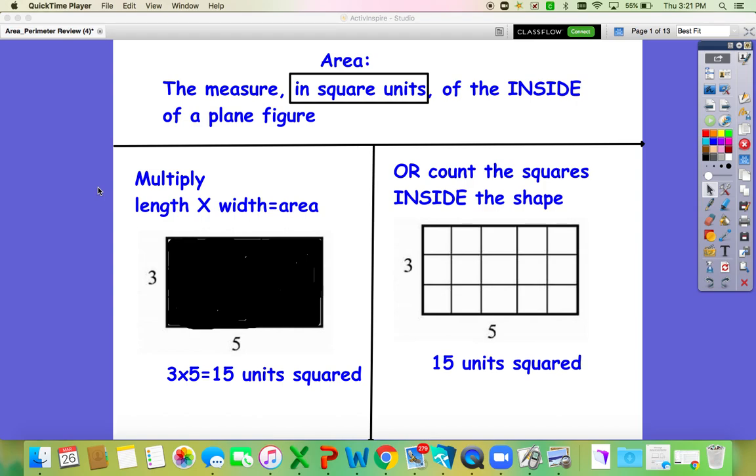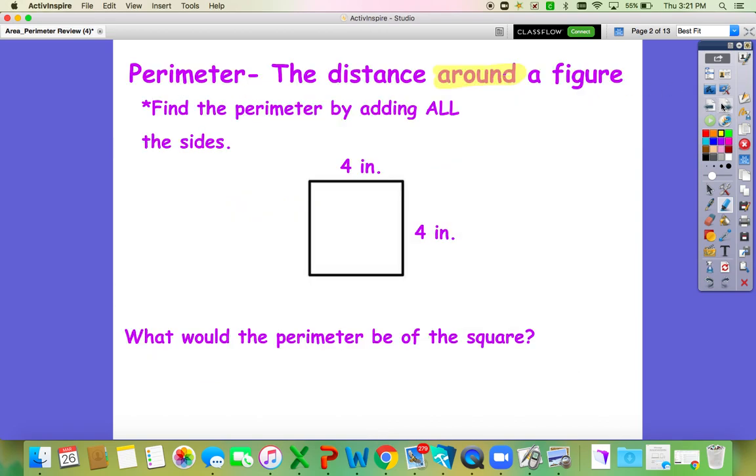The first thing I want to do is review the two terms. Area is what I like to call the inside of a plane figure. So I like to tell my third graders, area is inside and perimeter is outside. One way that I remember it is through this right here.